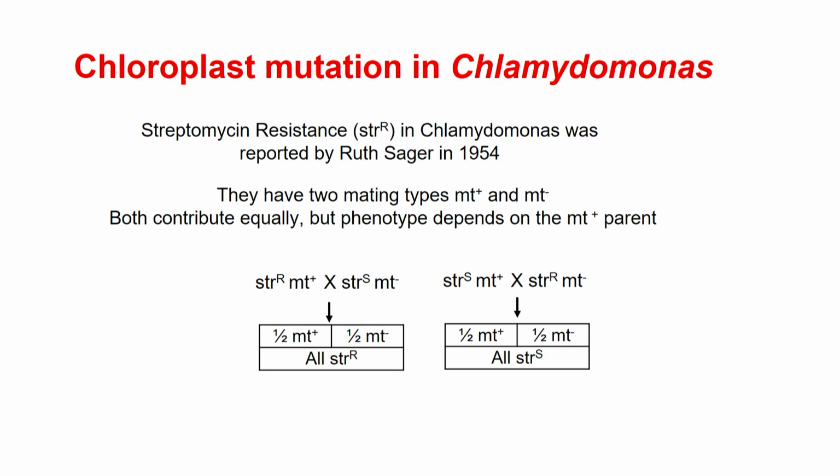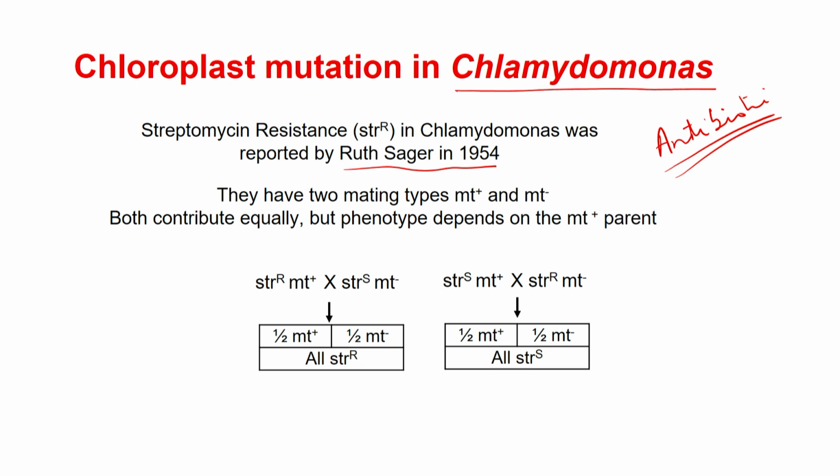Now we take another example over here, and that is a mutation in the chloroplast, again in Chlamydomonas. This is an algae, and we know that in this algae there are certain species which show resistance to streptomycin. So, what is streptomycin? This is an antibiotic. So, they show streptomycin resistance, and this was studied by Ruth Sager in 1954.